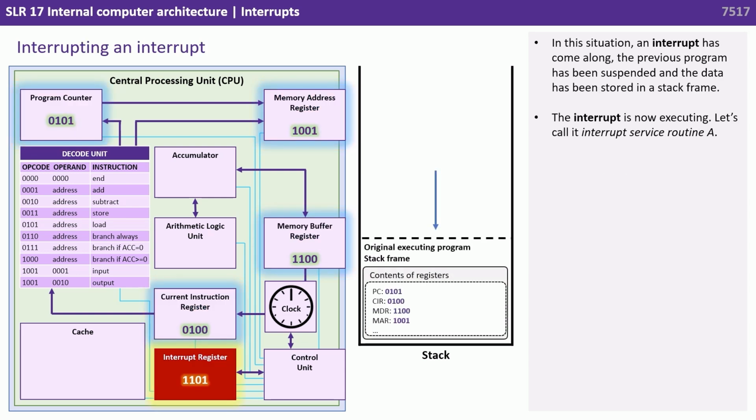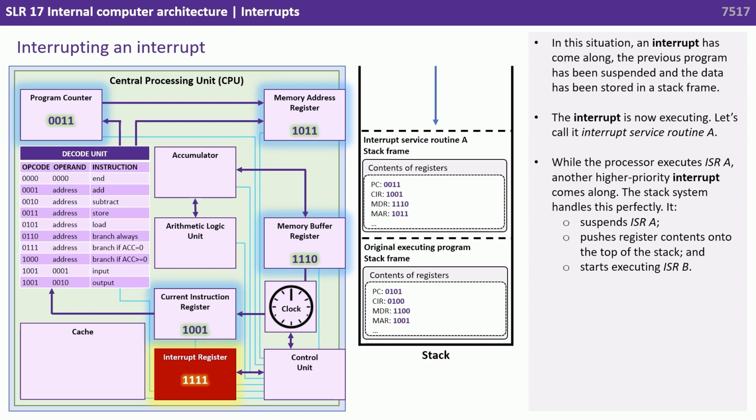Now, in this situation, an interrupt has come along. The previous program has been suspended, and the data has been stored in a stack frame. The interrupt is now executing. Let's call it interrupt service routine A. While the processor executes interrupt service routine A, another higher priority interrupt comes along. The stack system handles these perfectly. It suspends interrupt service routine A, pushes the register contents onto the top of the stack, and starts executing interrupt service routine B.